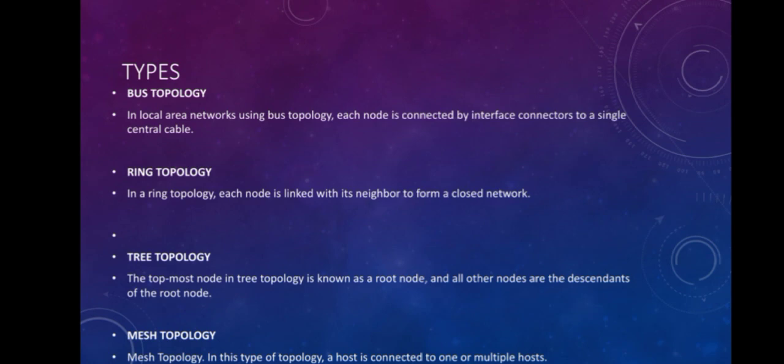Tree topology means the topmost node in tree topology is known as the root node, and all other nodes are the descendants of the root node. And the last one is mesh topology. In this type of topology, a host is connected to one or multiple hosts.